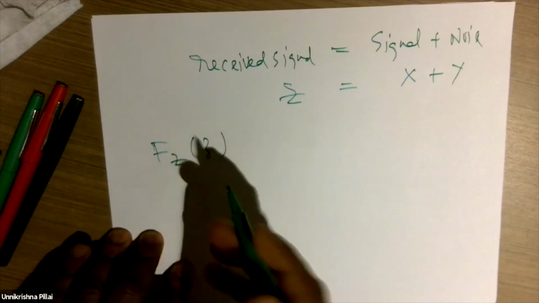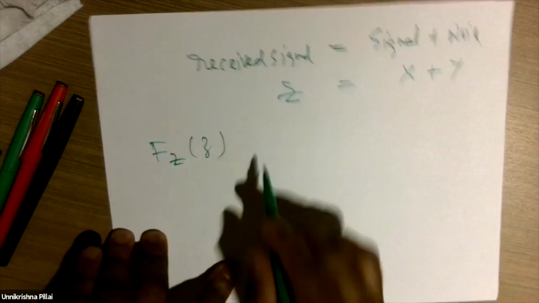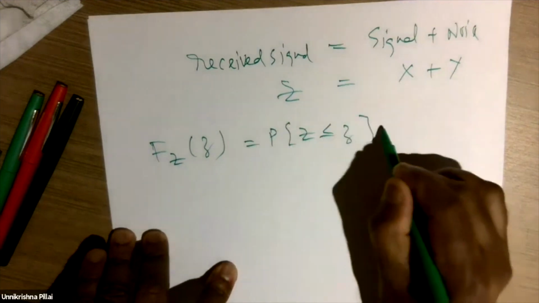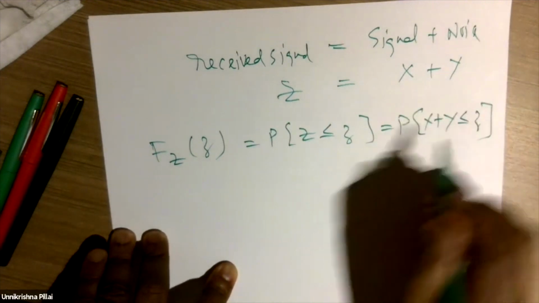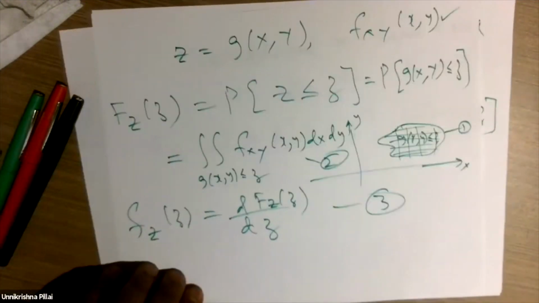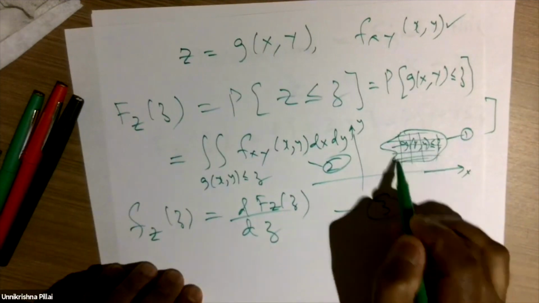This is also done in detail in the book. So F_Z(z) is probability of Z less than or equal to z. But Z is given to be X plus Y less than or equal to z. So remember, if you look at the previous instruction, step number one is to figure out that region where this inequality is satisfied.